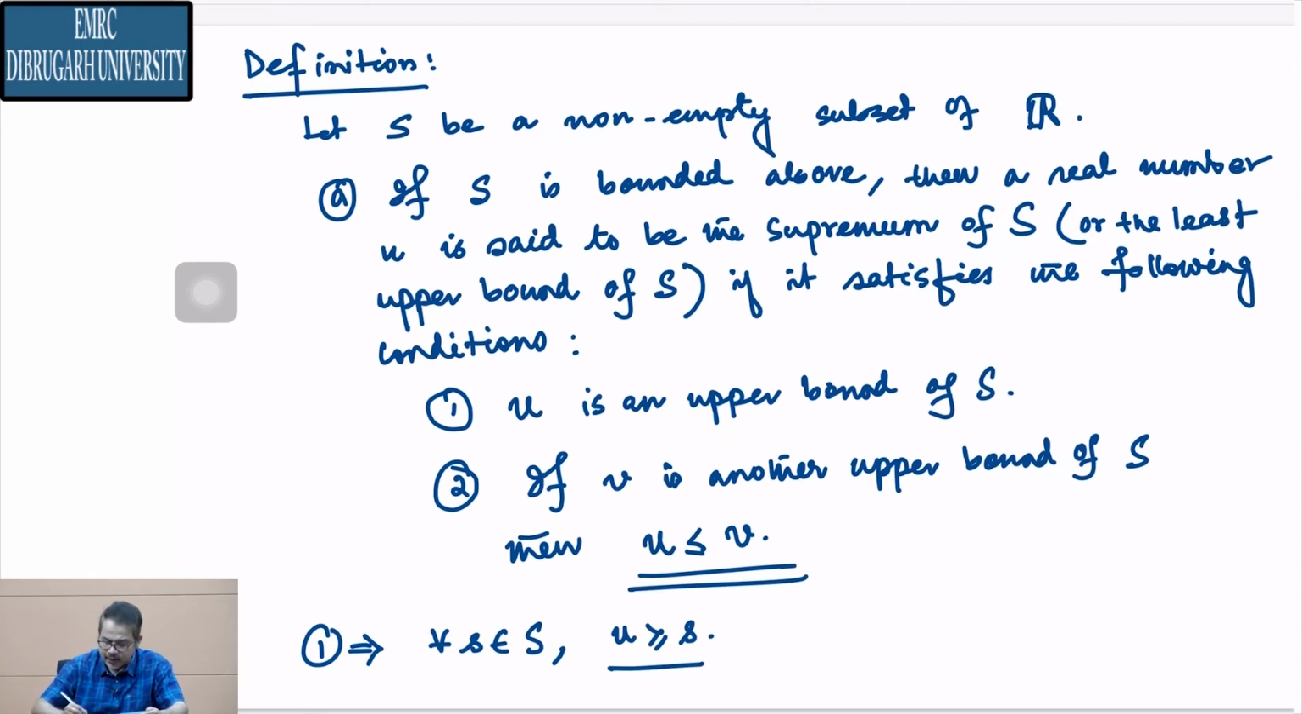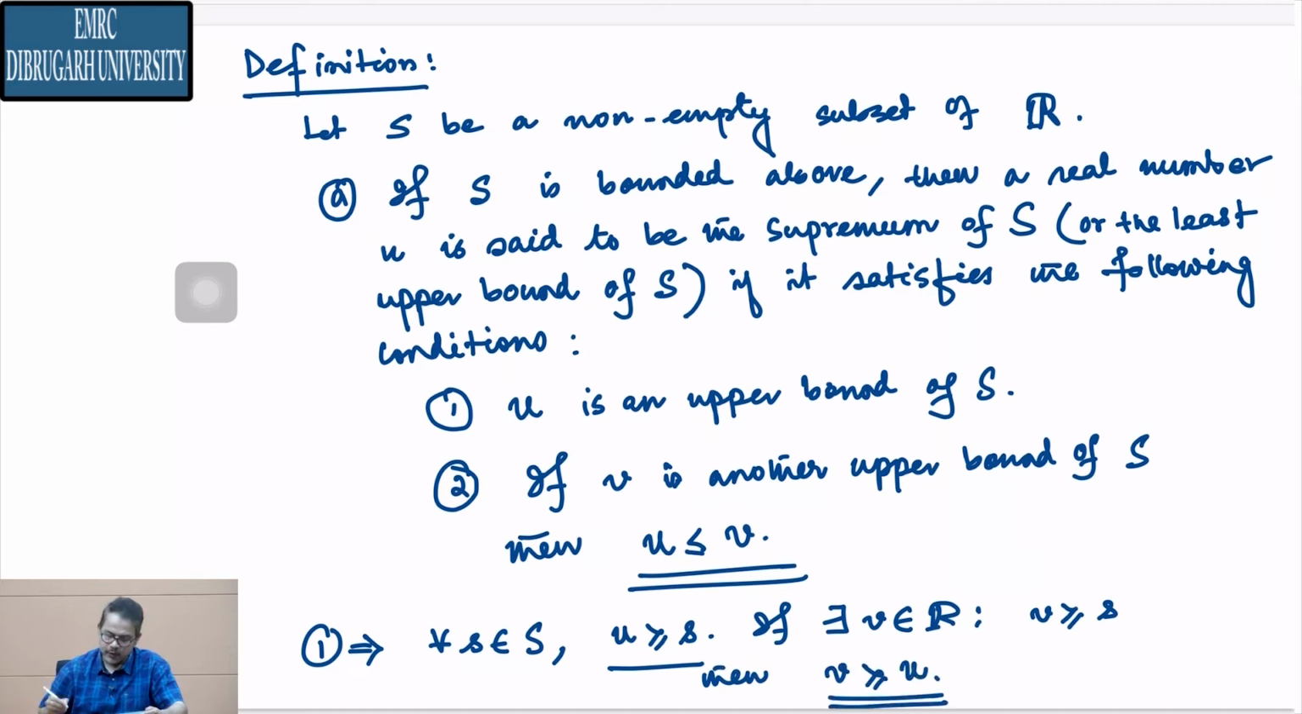The second condition says that if there exists another V in R such that V is also greater than or equal to s, then V must be greater than or equal to U also. Then this U is called the least upper bound or the supremum. Right. Similarly, we can talk about the infimum.